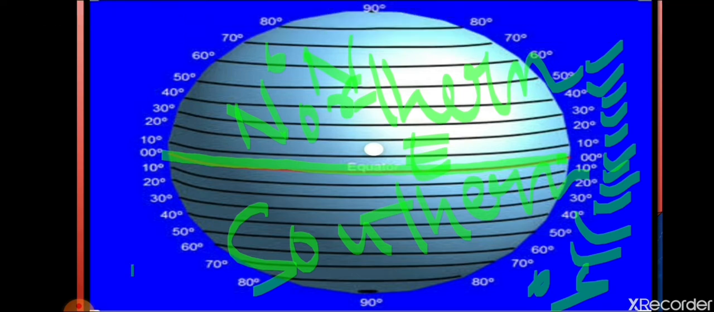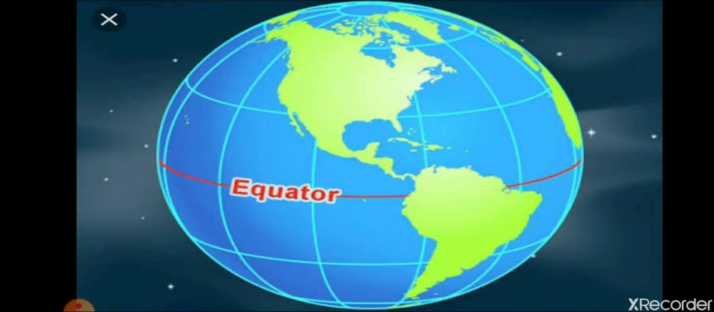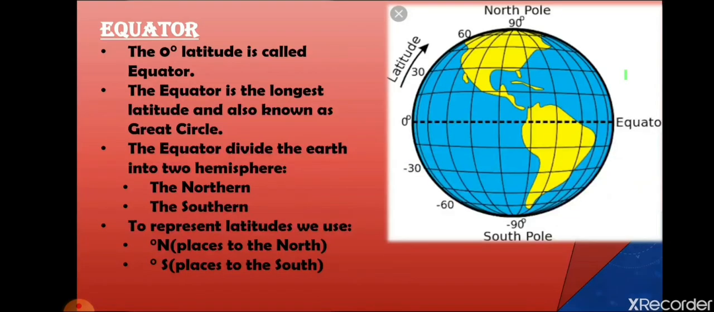Now let's have a look at what the equator is. Equator is the 0 degree latitude. We can say that the equator is the 0 degree latitude. What does 0 degree latitude mean?